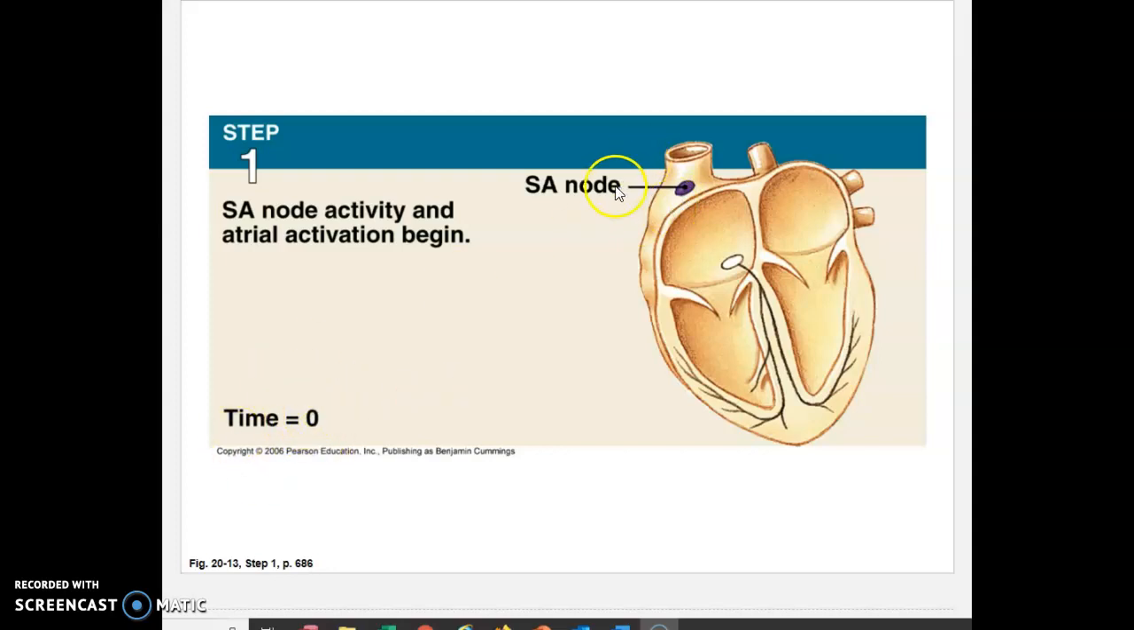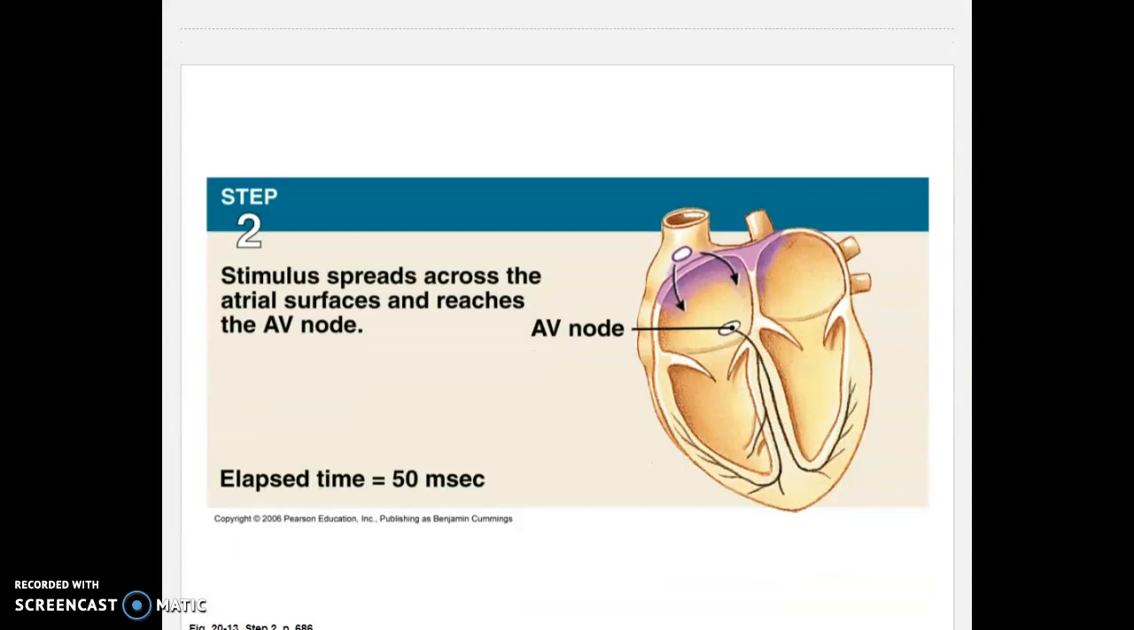So we start out at resting membrane potential, and we start out at 0 time, and by the time that we start generating the signal from the SA node to the AV node, that is actually going to take 50 milliseconds, so 50 thousandths of a second, for the signal to spread from here through those internodal pathways to the AV node. Now, there's a really important delay that happens at that AV node before we can send the signal to the AV bundle.